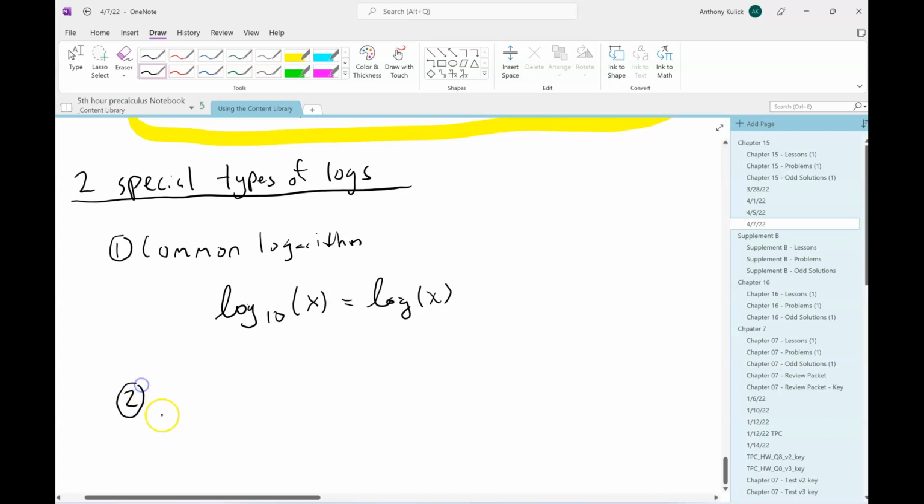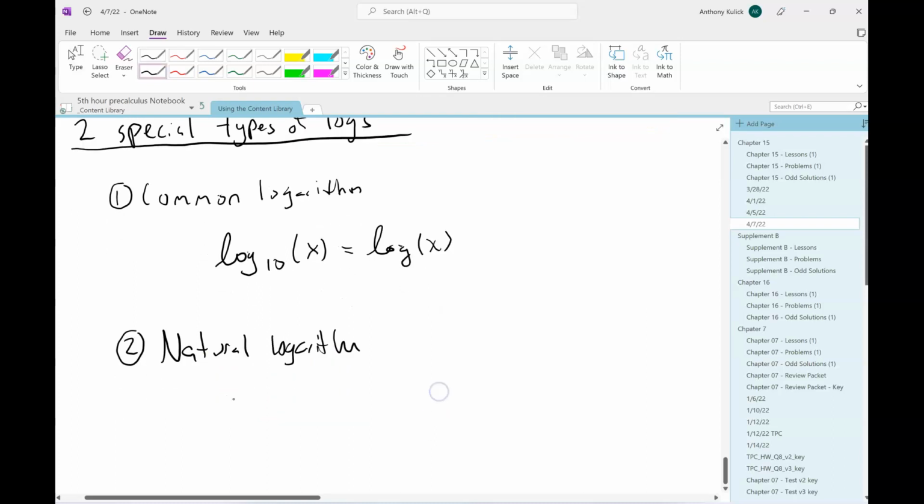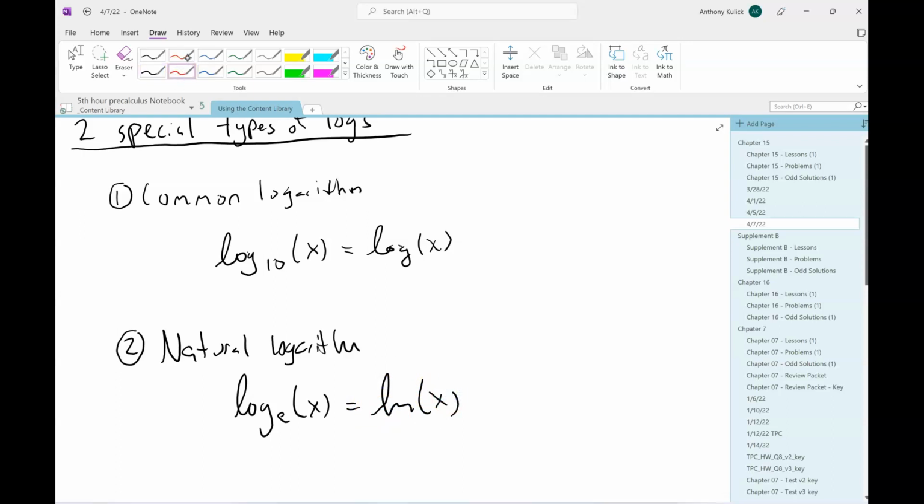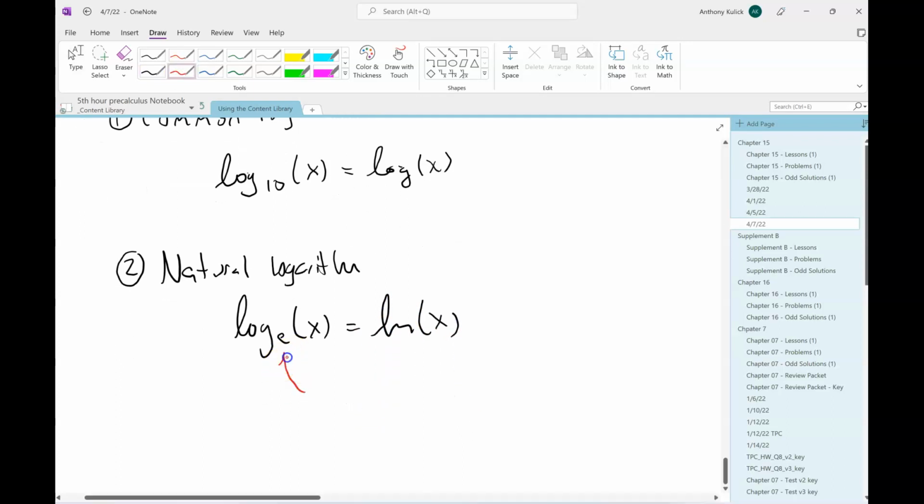The other logarithm is called the natural logarithm. The natural logarithm is log base e of x, and the way we write that is ln of x. And e, again, is that number we talked about a couple lessons ago, 2.71 and so on.